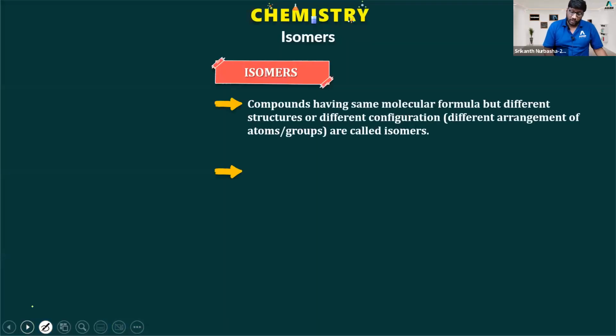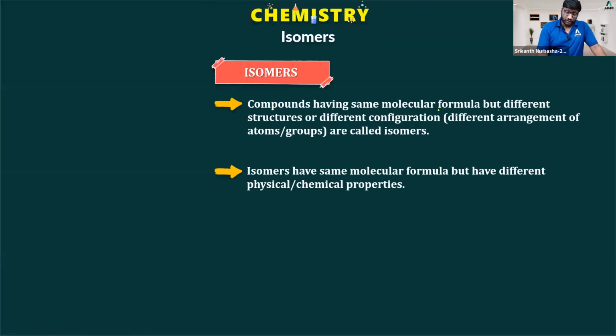Isomers, what are isomers? Compounds having same molecular formula but different structures or different configuration. Structure may be different. If structure is different, it is said to be structural isomer. If configuration is different, compounds having same molecular formula but different structures or different configurations or different arrangement of atoms or groups, they are said to be isomers. Yes or no? Isomers have same molecular formula but different physical or chemical properties.